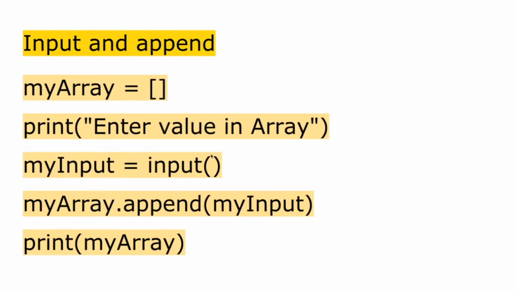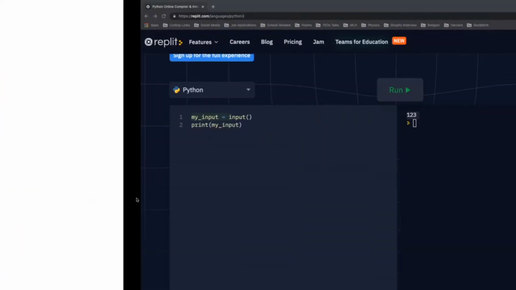Gets our input, stores our input inside our variable my input. We say my array, our array, which is empty right now, dot append, we are adding something, my input. We are appending our input into this array. So whatever we input in this variable will be added to my array. Hopefully that's clear. So let's try that.